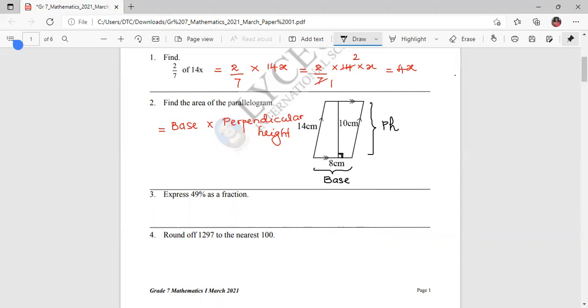Now let's say for an example, children, this is a parallelogram, and if you are going to use 14 centimeter as the base value, then what happened? Then whatever the perpendicular height should be drawn against that 14 centimeter line. But here, that 10 centimeter perpendicular line was drawn against the 8 centimeter. That means the 8 centimeter is the base value.